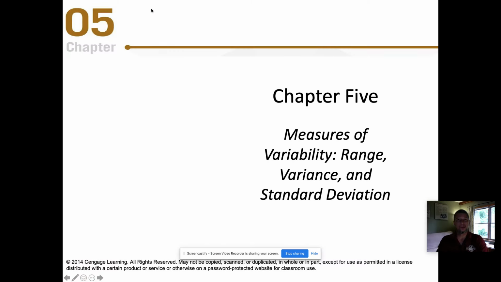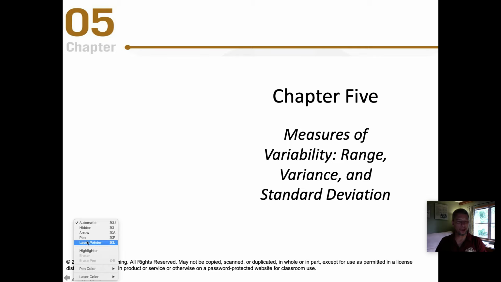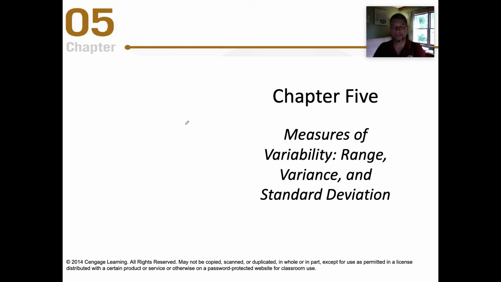Good morning. Today is Thursday, July the 23rd, and this is the first of 3 videos on Chapter 5 in your textbook, which is entitled Measures of Variability. This deals with such calculations as range, variance, and the standard deviation. In this video, we'll define each of these 3 things: range, variance, and standard deviation.